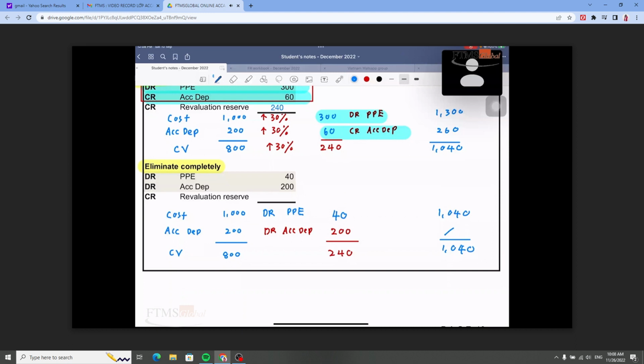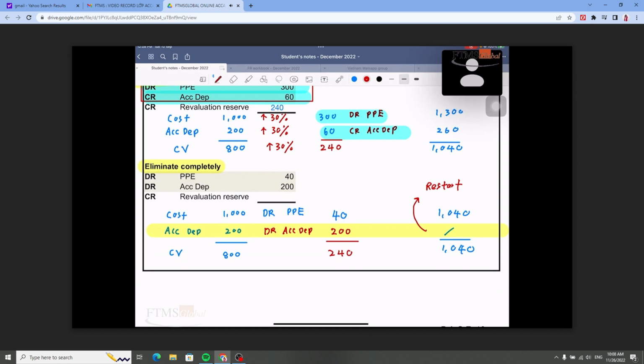Okay, so can see your accumulated depreciation. Let me just draw one line straight here. You see your accumulated depreciation after this double entry will become 0. So it means your accumulated depreciation will restart. After incorporating this double entry, after revaluation, your accumulated depreciation becomes 0. Remember this, right? Accumulated depreciation becomes 0, everything restarts.